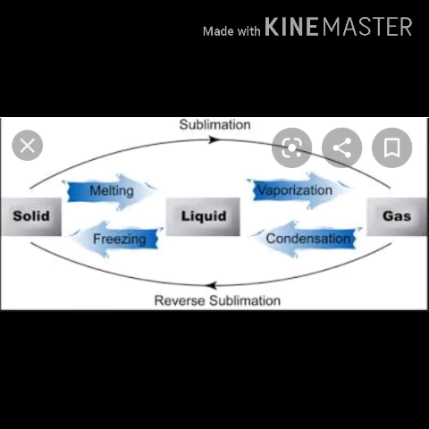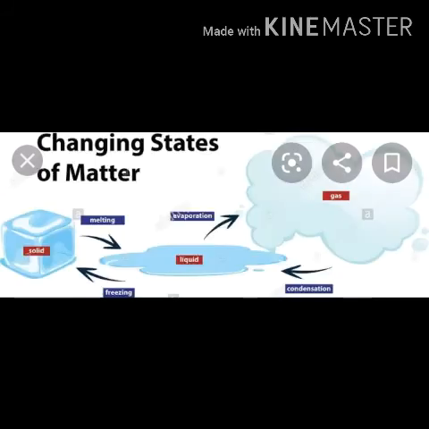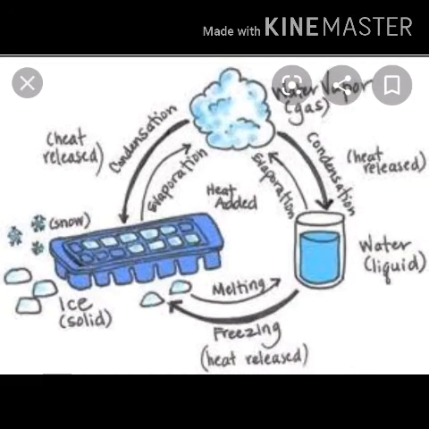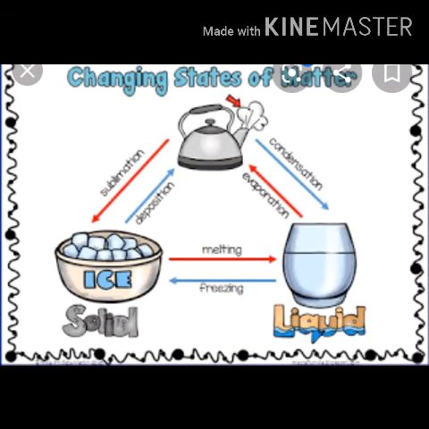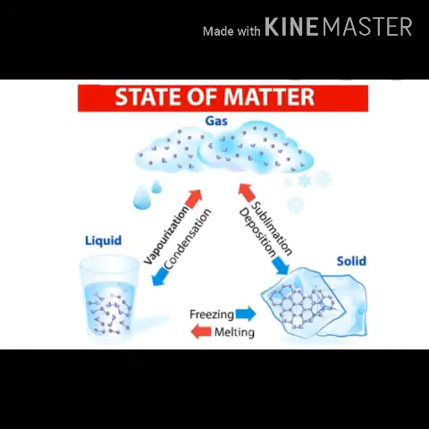Another process is called sublimation. Some solids get converted directly into a gaseous substance when we heat that particular substance, without passing through the liquid state. That is called sublimation. Naphthalene and camphor are examples of solids that undergo sublimation.